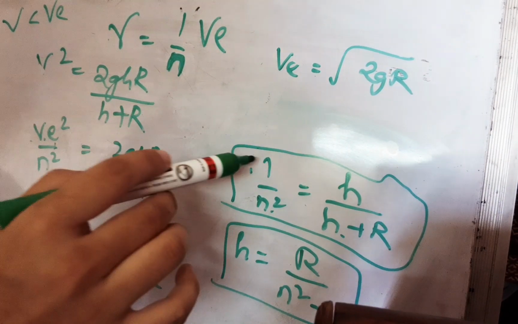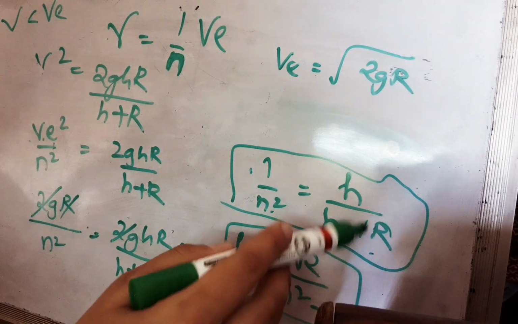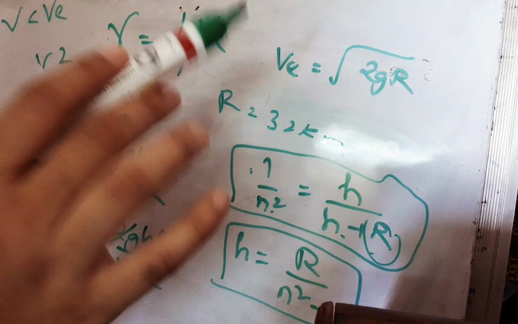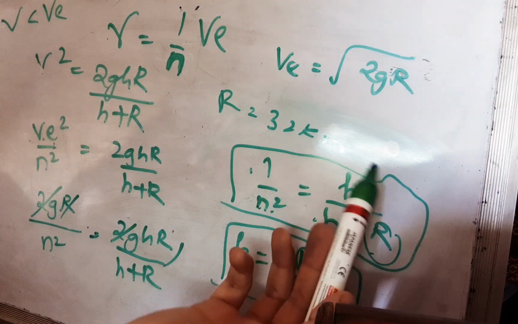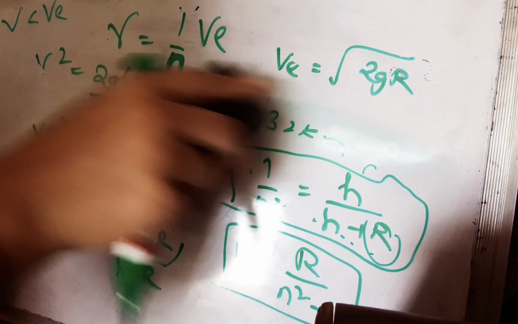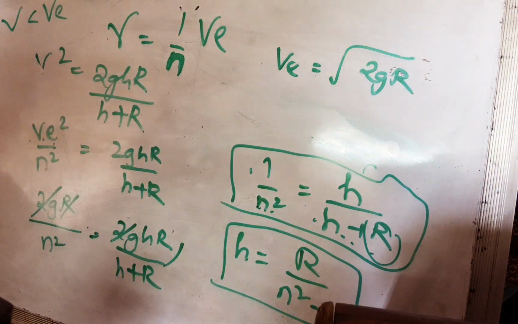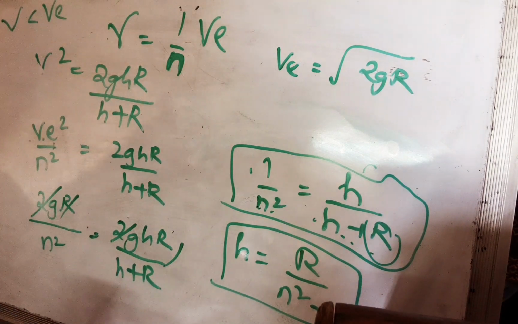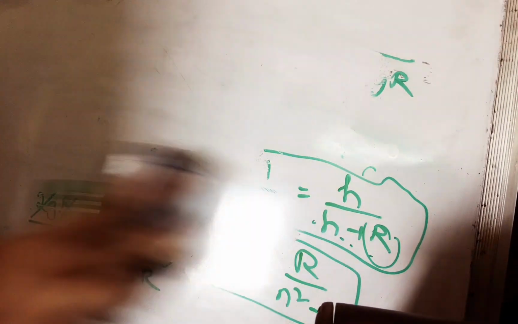So just substitute: 1 by 5 square is equal to h by h plus r. The r value is given as 32 kilometers, for example. Can you find the h value? Because you now have the n value and the r value, you can find the h value. So questions like that will be there, like up to what height your body will go when it is projected with 1 by 5 times the escape velocity. Questions like that will be asked. So this was your first case. I hope I was very clear.